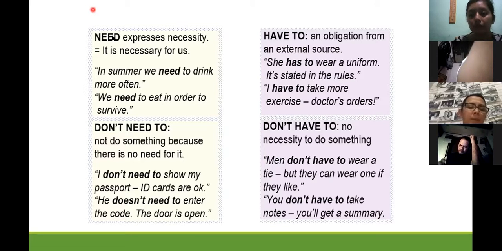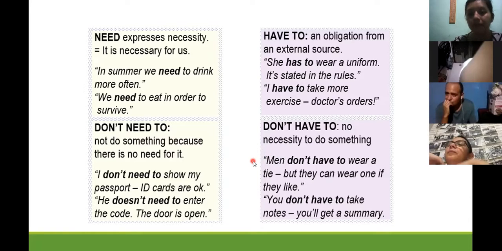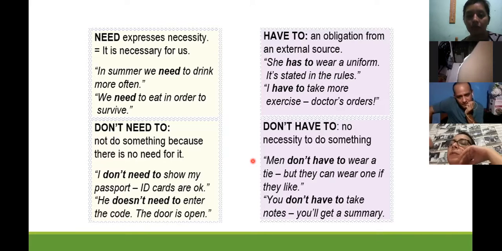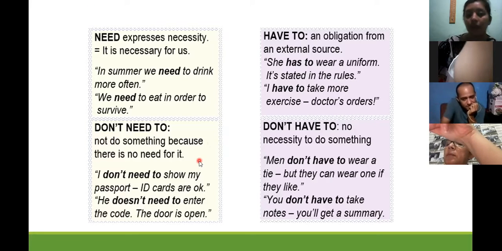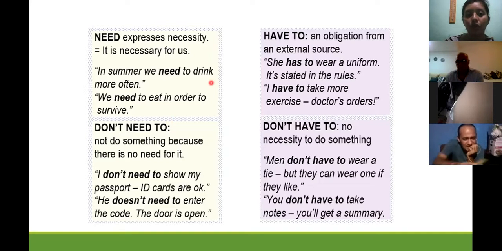Okay, thank you, Juan Carlos. Men don't have to wear a tie, but they can wear one if they like. Okay, thank you. So you can see here that we have the different need to and have to, don't have to and don't need to.